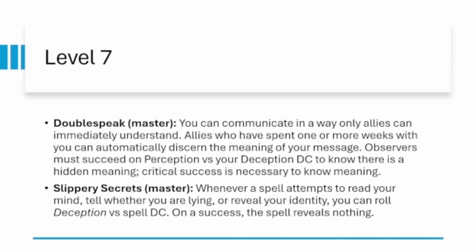The second skill feat at this level is Slippery Secrets. Basically, it lets you use deception to counter spells that read minds, detect lies, or reveal identity. The main purpose of this is if you're frequently using, say, illusion spells or dealing with spellcasters, it basically means that you're kind of immune to that magic. It does not affect mind control. However, it does make it so that it's harder to get information out of you. Basically, magic interrogation fails as long as you succeed on your deception saves.